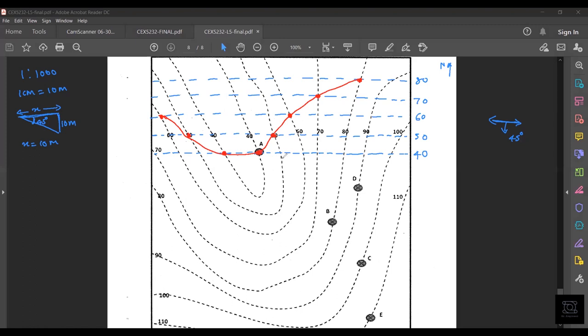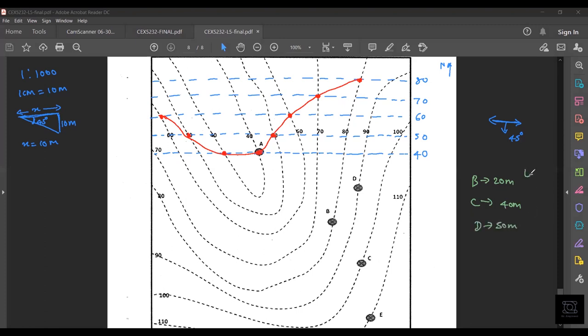In the next part, they're asking us to find the strike direction for the marble, right? For the marble, they have said at borehole B, they have excavated 20 meter. For C, they have excavated 40 meter. And for D, they have excavated 50 meter.